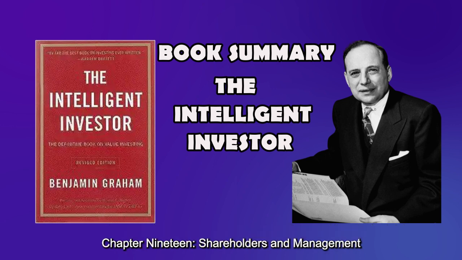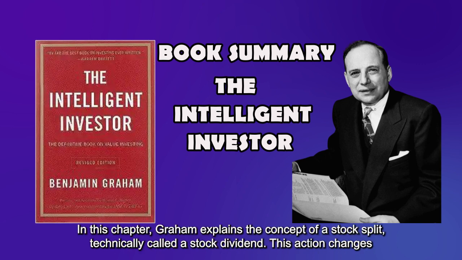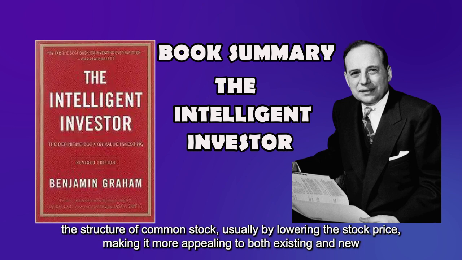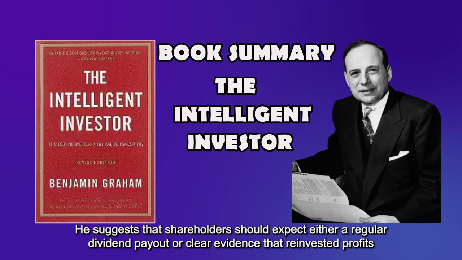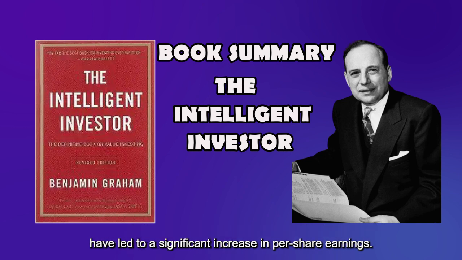Chapter 19. Shareholders and Management. In this chapter, Graham explains the concept of a stock split, technically called a stock dividend. This action changes the structure of common stock, usually by lowering the stock price, making it more appealing to both existing and new shareholders. Graham also discusses proper stock dividends, which are payments made to shareholders as tangible proof of company earnings. He suggests that shareholders should expect either a regular dividend payout or clear evidence that reinvested profits have led to a significant increase in per-share earnings.